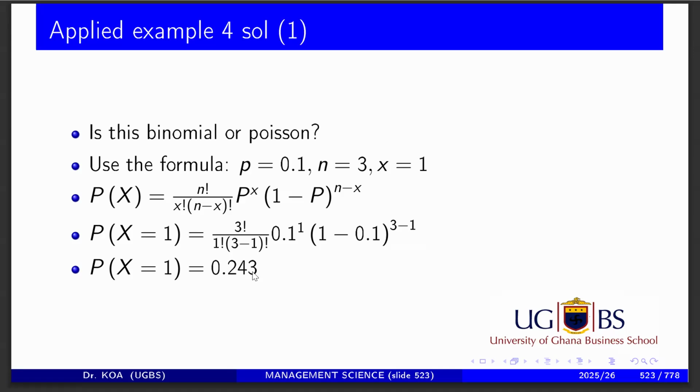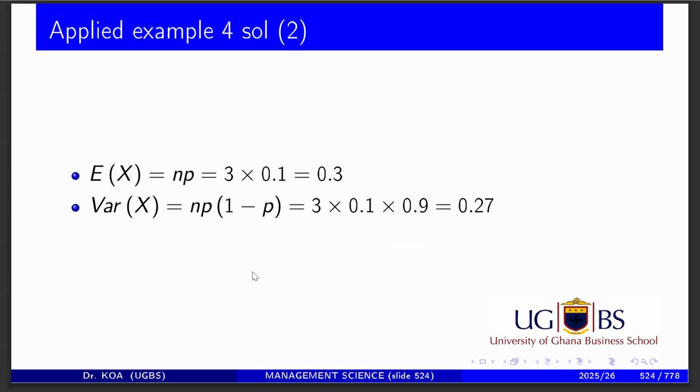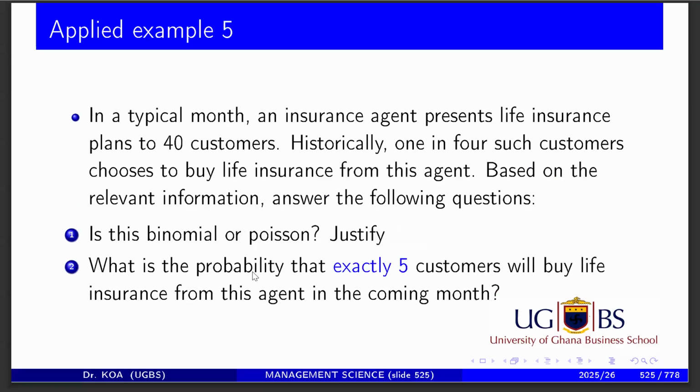Okay, so expected value is 0.3. And variance. Variance is 0.27. That is correct in both ways. So this is expected value and that of the variance. Any question? This was self-explanatory. The most important thing is knowing that it's binomial or Poisson. That's it. That's the most important thing. But let's look at this. Be careful here. It's also tricky.